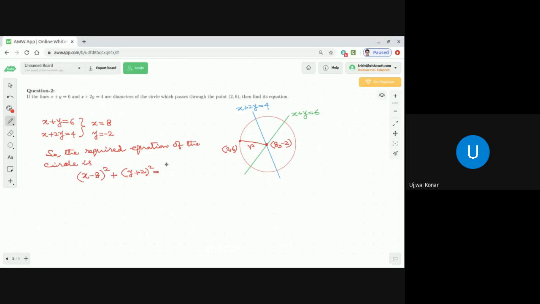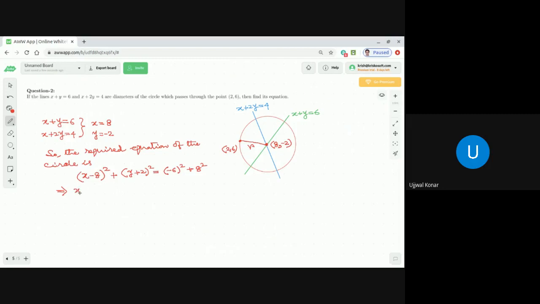And if you find the distance between 8, minus 2 and 2, 6, that will be something like this: (2 minus 8) whole square, that is minus 6 whole square, plus (6 minus minus 2) whole square, that is 6 plus 2, 8 whole square. So from here, what are we going to get, dear students? We get (x minus 8) whole square plus (y plus 2) whole square is equal to 100, because 36 plus 64 is 100.